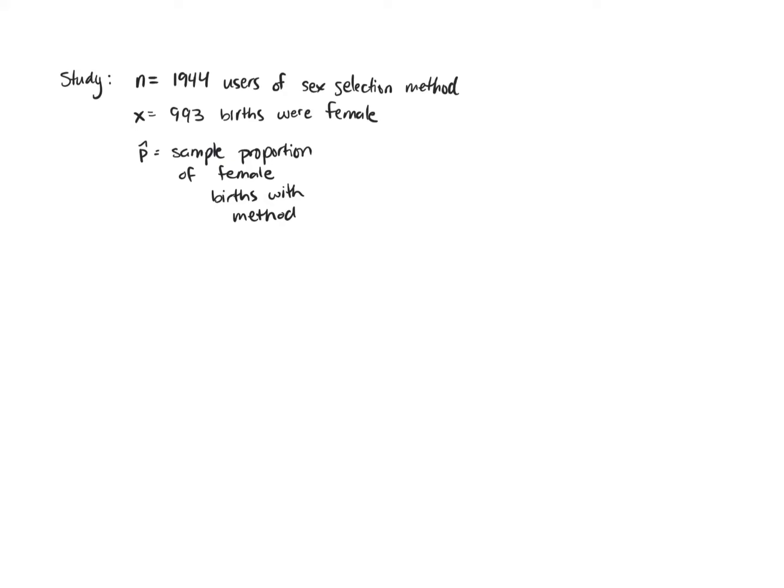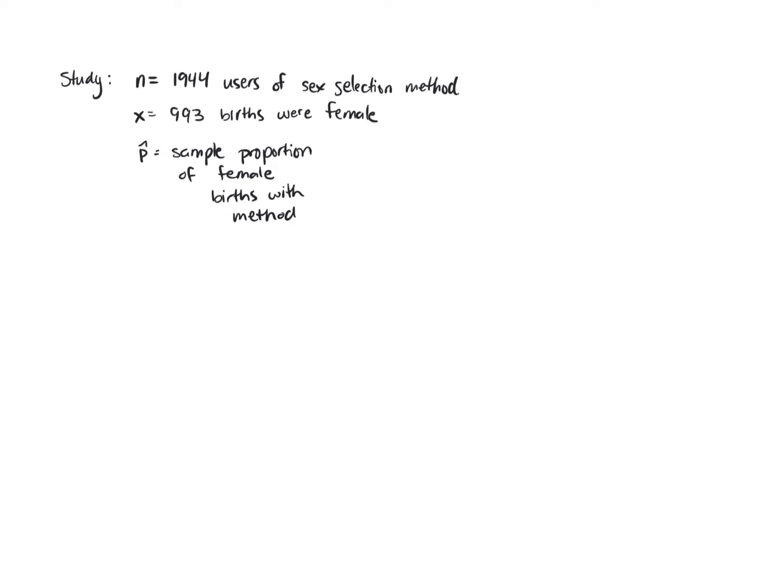So in this particular problem, we really want to see if the results from a study have statistical significance or not. We are looking at this sex selection method, which is supposed to increase your chances of conceiving a female birth. In their study, they looked at 1,944 users of this method. Out of the 1,944 users, only 993 of them ended up having a female birth.